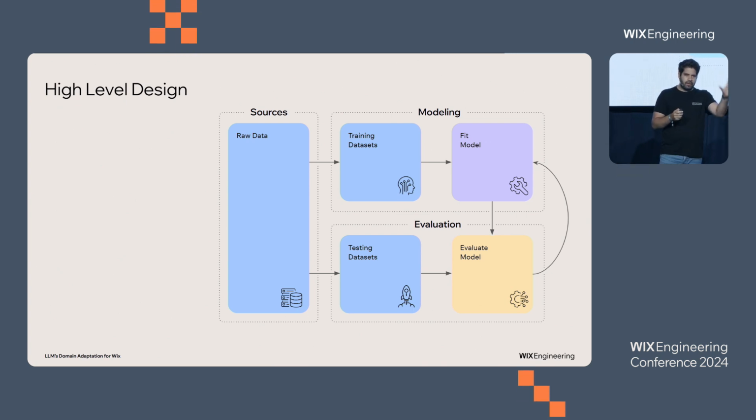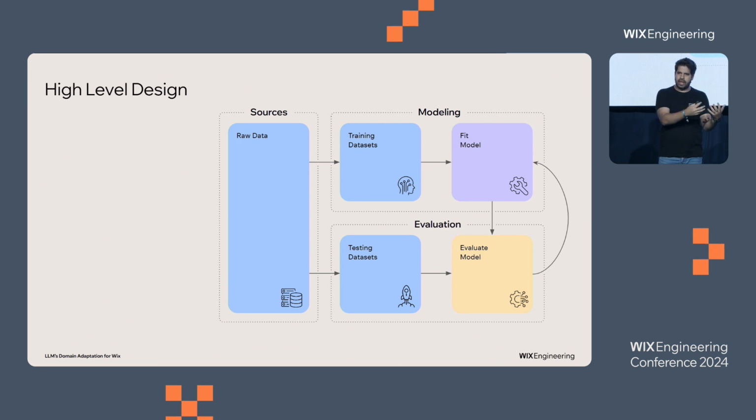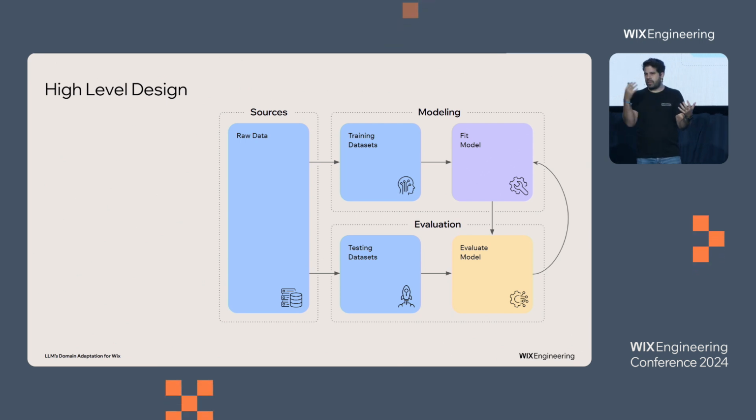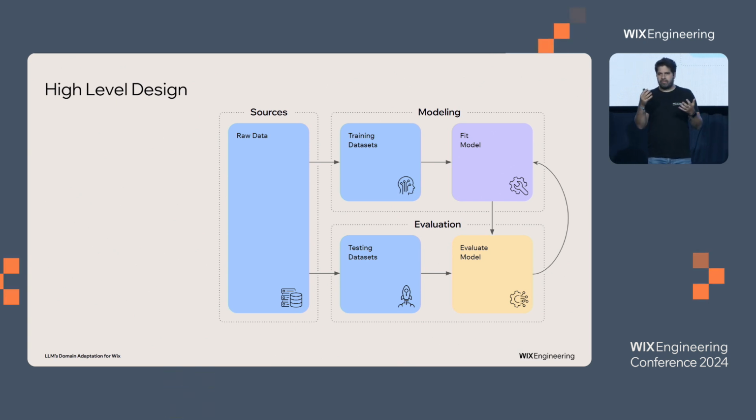So we have different data sources at Wix that actually feed two processes. The first process is the modeling, the training data set that allows us to fine-tune the model and train these tasks. So that's the first path. The second one is the evaluation part, where we can curate a test set and evaluation benchmark to understand our model performance and then see where we stand.